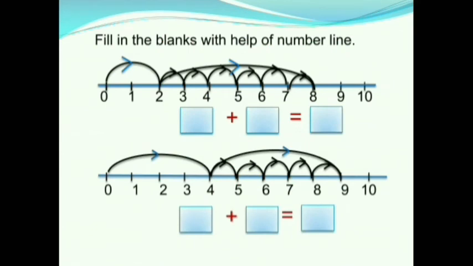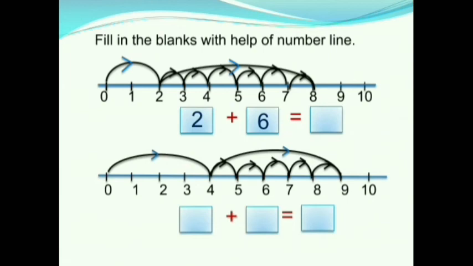Children, see the number line. Now we should find out the missing number with the help of number line. The first arrow mark is from 0 to 2. So we will write 2 in first box. Now count these small arrow marks. How many small arrow marks are there? 1, 2, 3, 4, 5, 6. There are 6 small arrow marks. So we will write 6 in the next box.